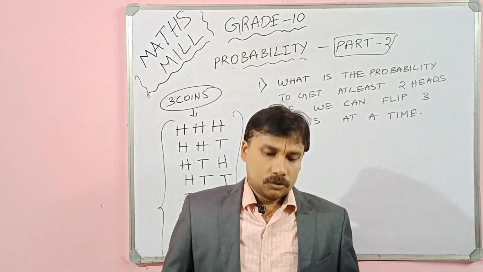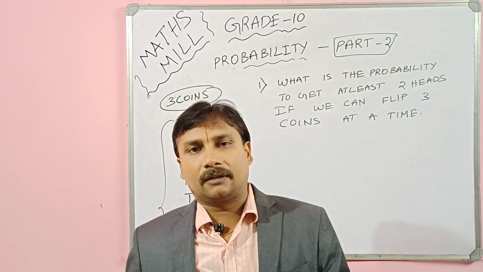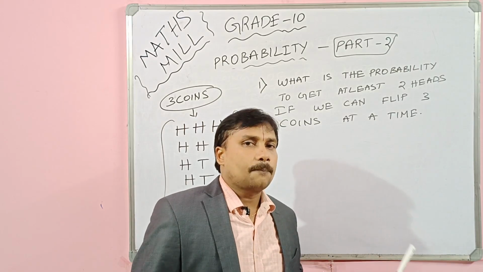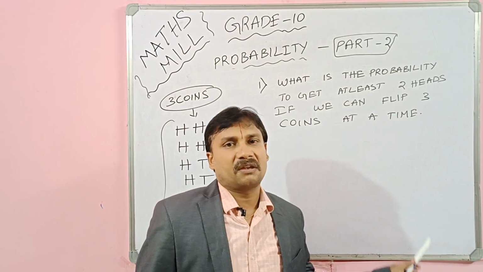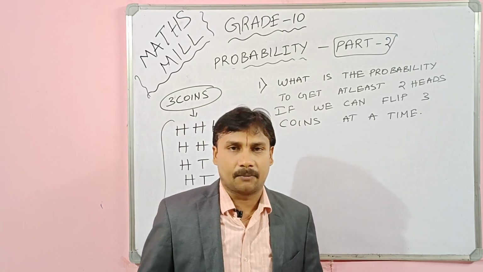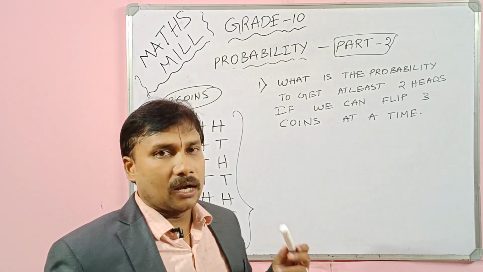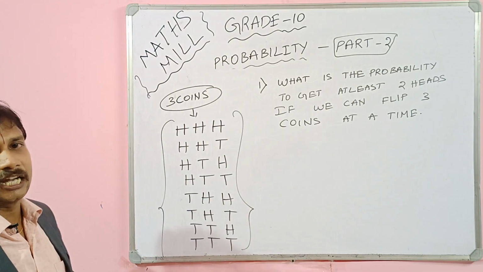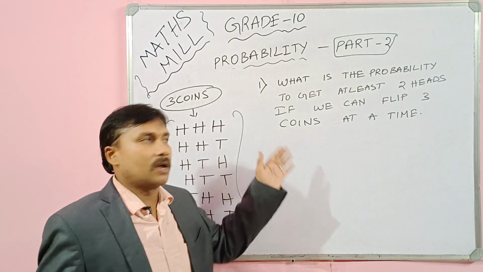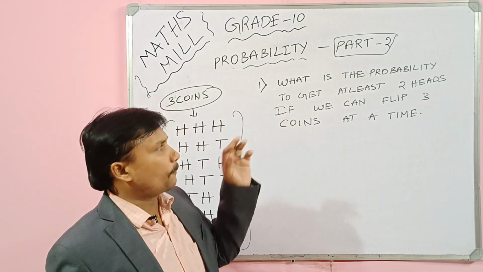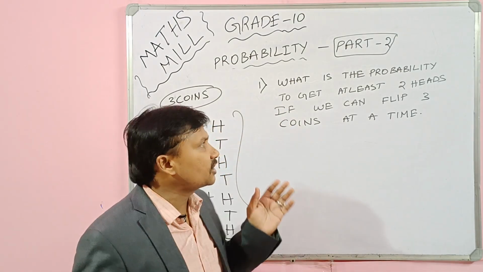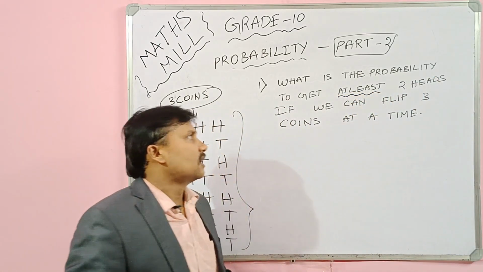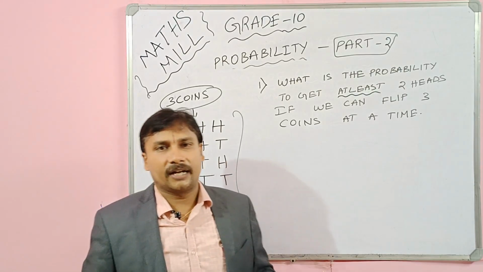Got it? So my dear champs, in this video particularly we have to discuss what type of probability sums based on coins we may get in the examination. So already we know what the outcomes are if you are flipping 3 coins. Now once you see the question: what is the probability to get at least 2 heads? This is the very important word. At least 2 heads if we flip 3 coins at a time.